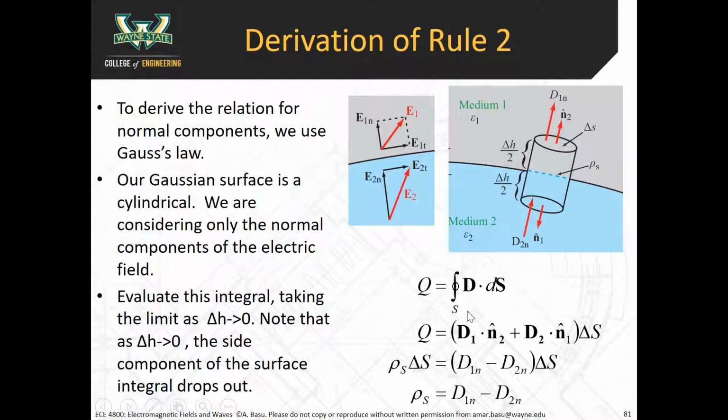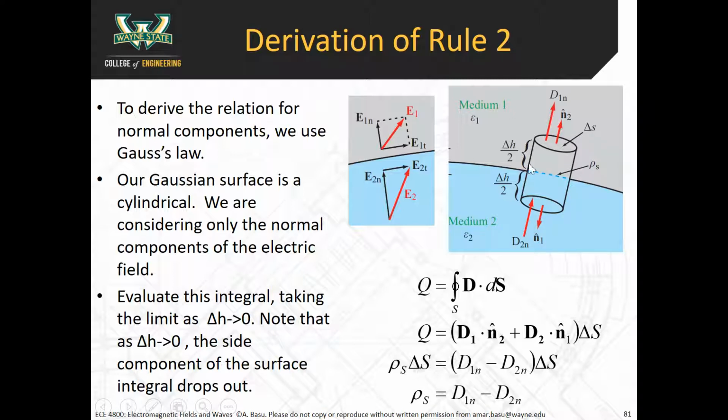All right. Now, we're going to use a Gaussian surface. We'll choose a cylindrical surface. Imagine the cylinder extending across the interface. You have the top half here, the bottom half here, and then you have the height of the cylinder, which has a height h.